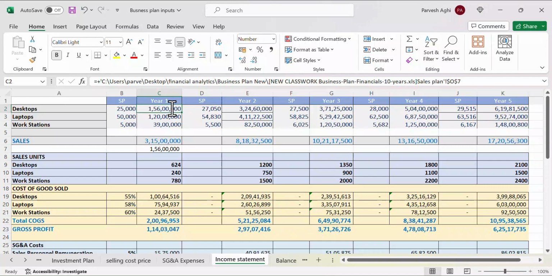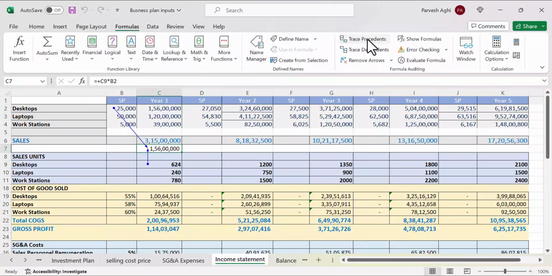So this figure you don't have to punch. This figure gets automatically updated whatever changes you make in the business plan. But just to understand how this figure has come, 1 crore, this is 25,000. If I put my number here and go to formulas and see from where this number has come, this is the number. Okay, that means how much you are going to sell, what is going to be the selling price, and what will be your sale of desktops.